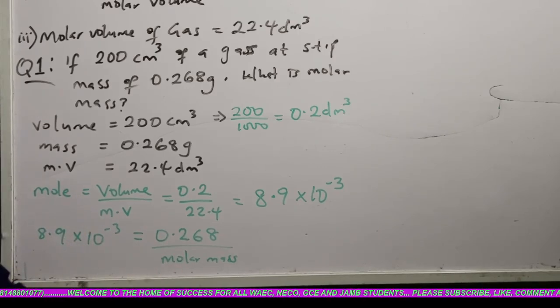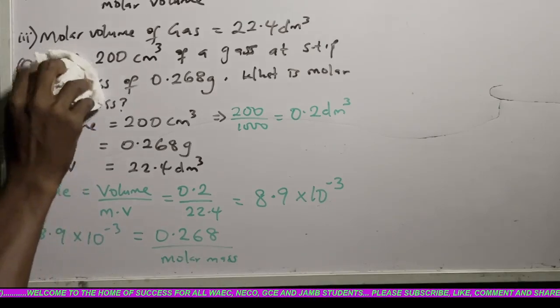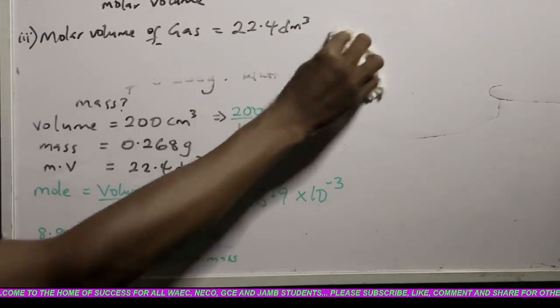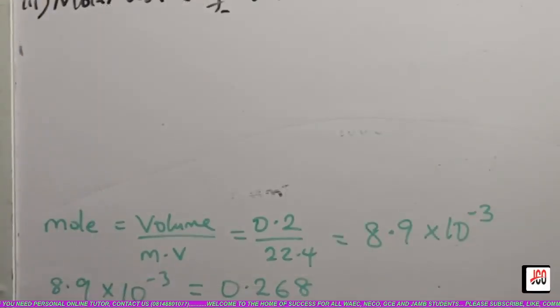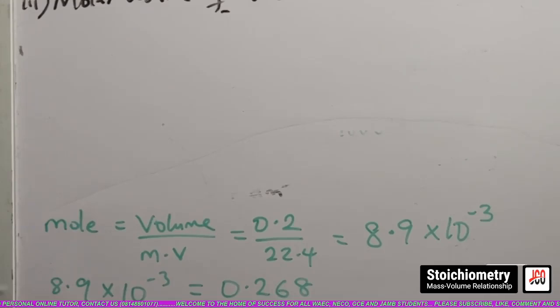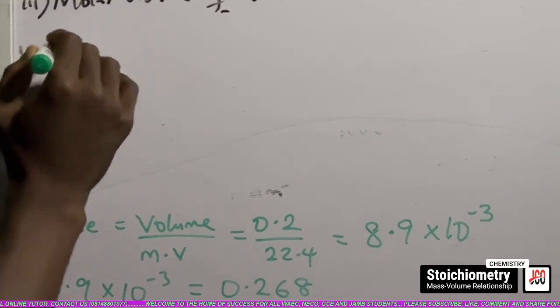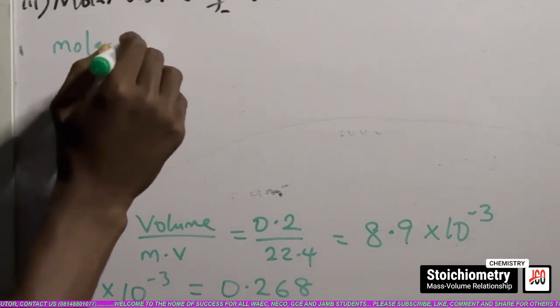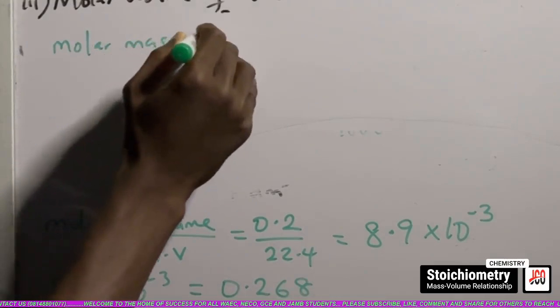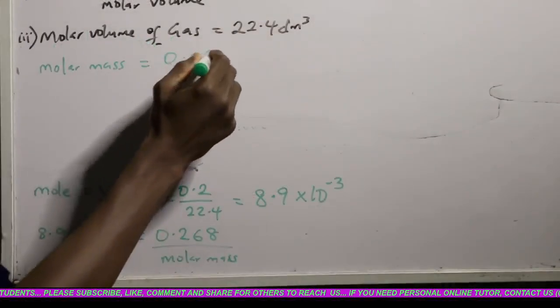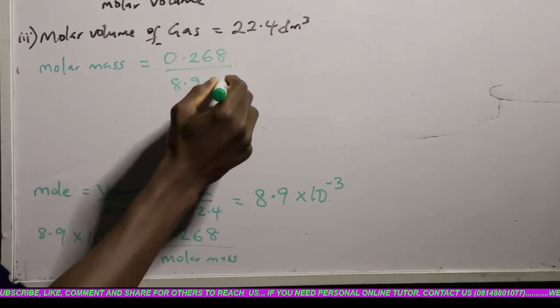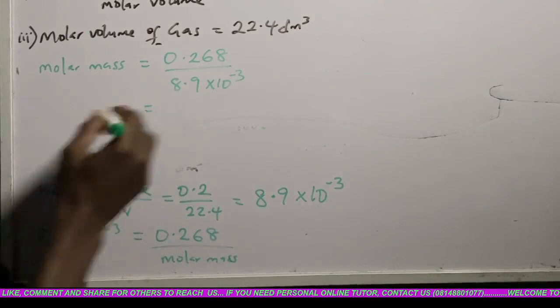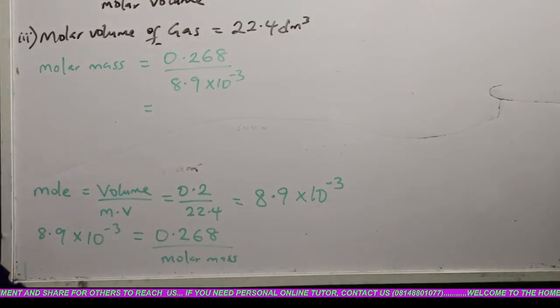So I'll be having molar mass is equal to 0.268 over 8.9 times 10 raised to power minus 3. So I'm going to divide now with my calculator.